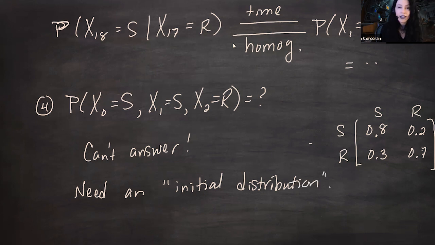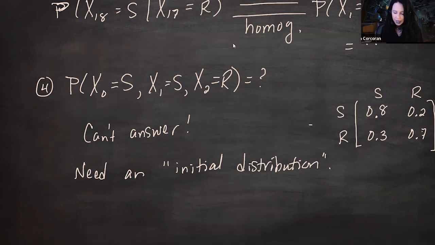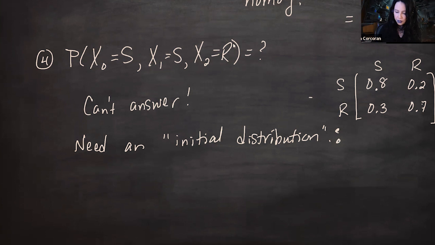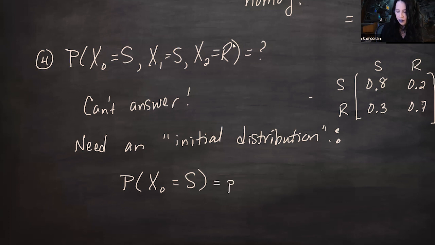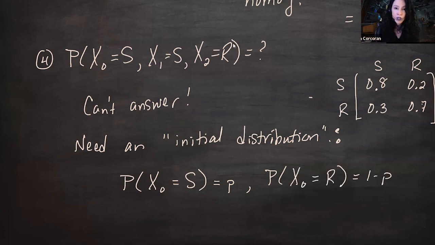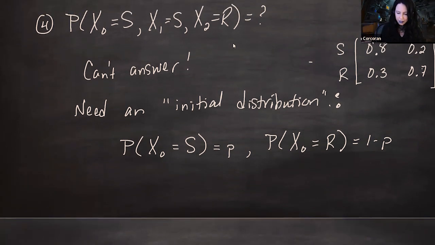If someone's not going to tell us where we are at time 0, they can at least give us maybe the probability it's sunny versus rainy. So let me put a colon here. The probability that x0 is sunny, I'm going to call this some parameter, lowercase p. And the probability it's rainy will be the rest of the probability, 1 minus p. And once you have that, then we can answer this. So let's try it.